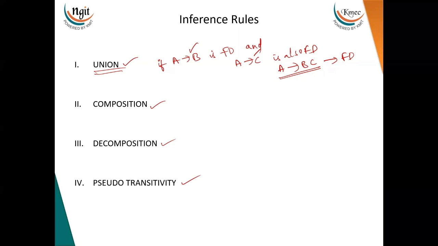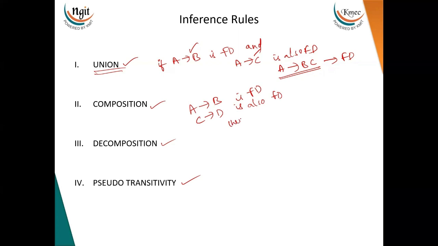Composition. What is composition? The name itself specifies it. We have attributes, namely A and B. Assume that A and B are functionally dependent, as well as C and D are also functionally dependent.